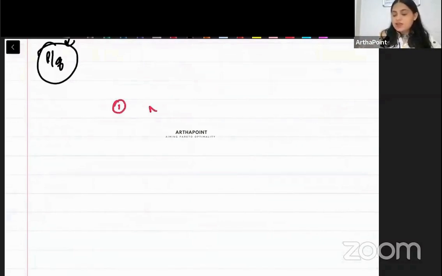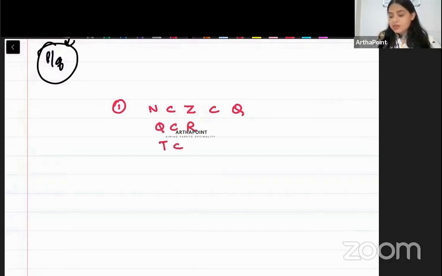First, natural number is a subset of integers. Integer is a subset of rational number. Rational number is a subset of real number. Irrational number is a subset of real number. Clear, beta? Sometimes it can be asked in exam. You should be clear about it.